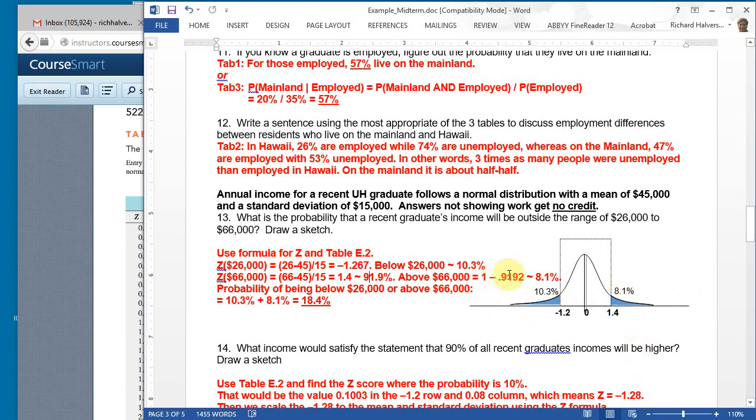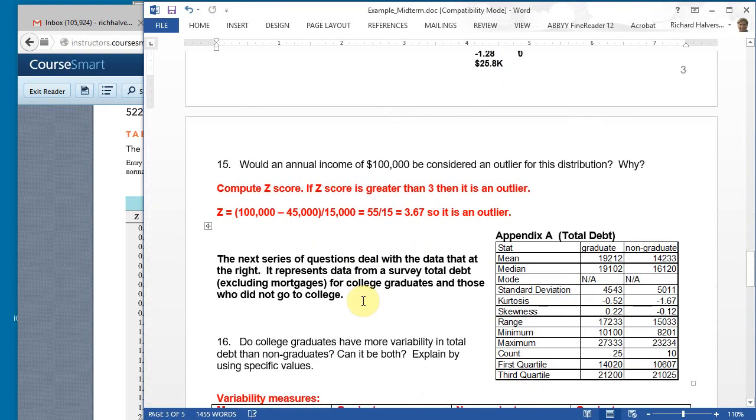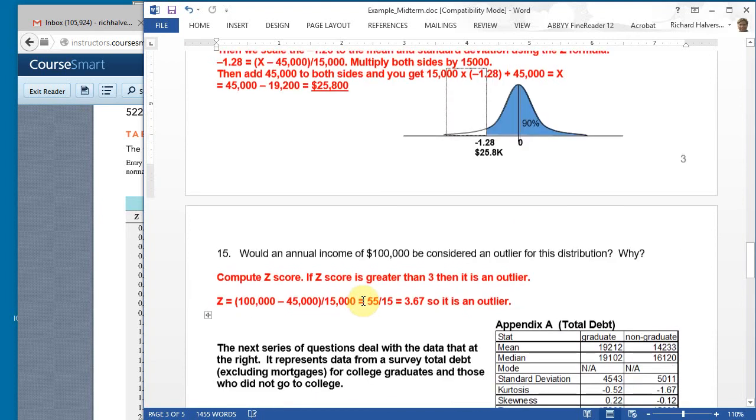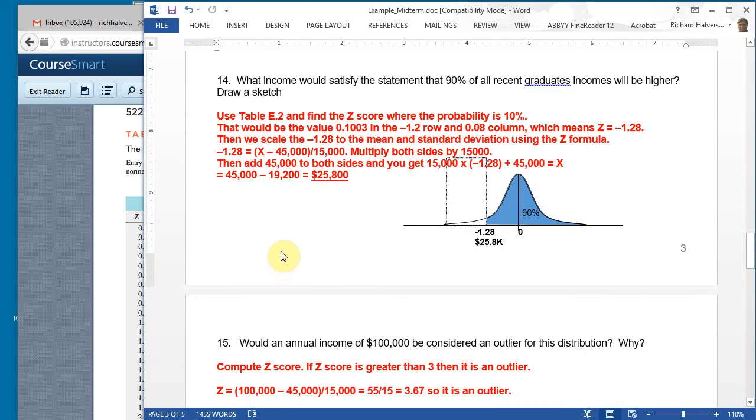So we just subtract 0.9192 from 1, and we get about 8.1%. So it'd be 0.0808 is what we get, I think. So that's 8.1%. So you add those two up, 10.3% on this side, 8.1% on this side, and the probability of being below 26,000 or above 66,000 is 18.4%. Okay, very good. Let's finish the next two, and then we can end this video and start again with part 3.